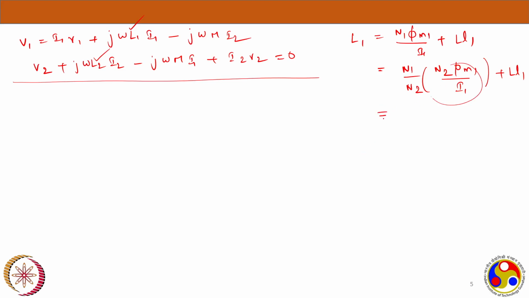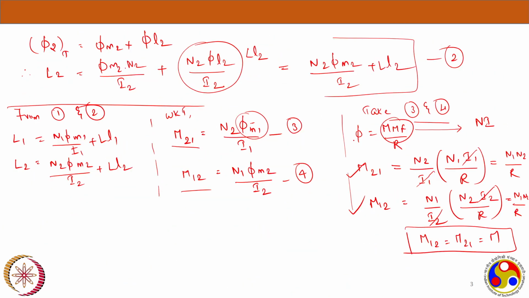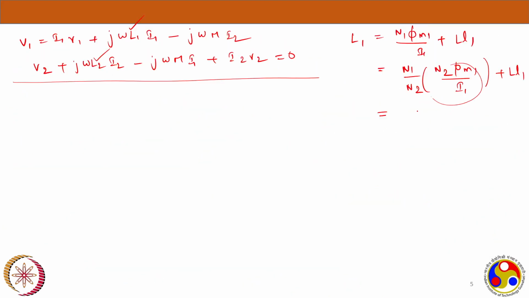Now can someone tell me what this N2 phi M1 by I1 is? We have just solved that. N2 phi M1 by I1 is nothing but the mutual inductance M. So let's replace this entire part with M. And what is N1 by N2? That is the turns ratio, A. So this part is A times M plus LL1, that is L1. Similarly, the expression for L2 will be M divided by A, because for M2, N2 will be in the numerator, plus LL2.